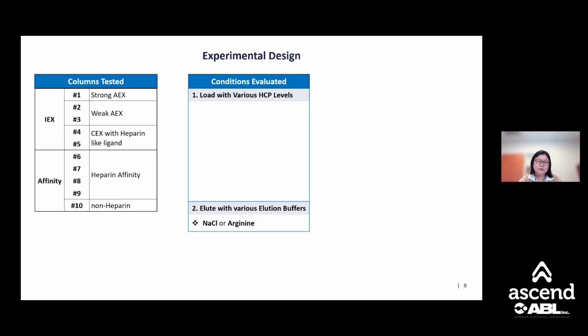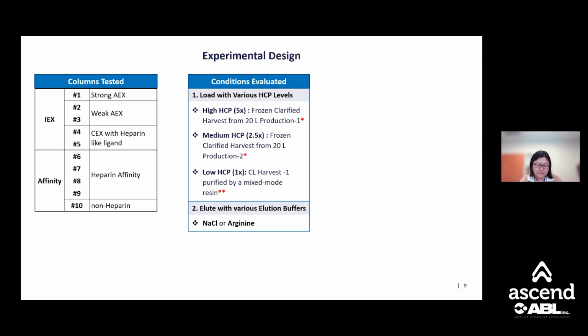So with these columns in mind, we asked 2 questions. How well do they deal with different HCP levels? And how well can LVV be eluted from these columns using sodium chloride or arginine? We used frozen clarified harvest from 2 of the 20-liter productions as high and medium HCP load, both generated from high-density suspension cell transfection.